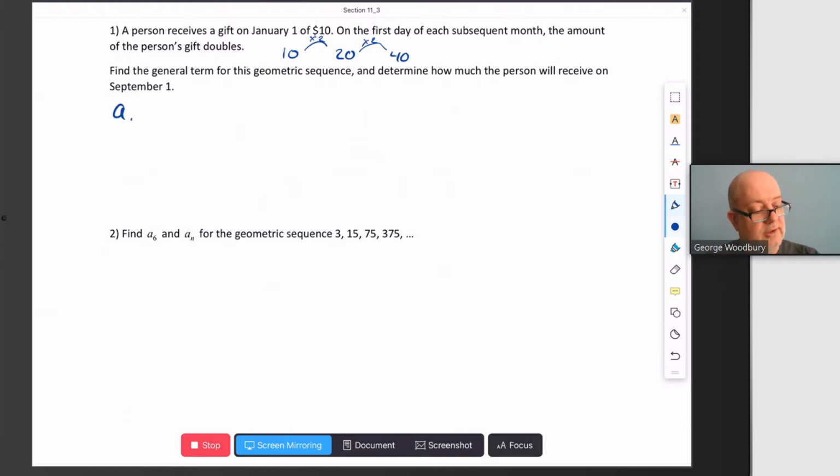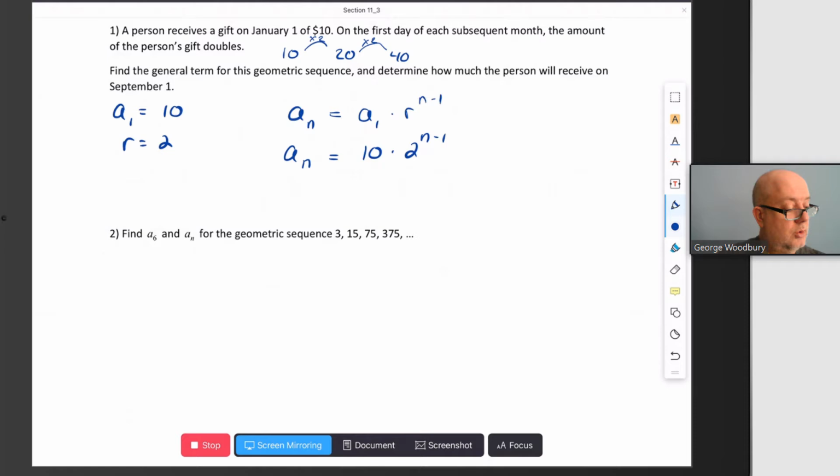So what we know is that the first gift was $10. And the common ratio is 2 because they double, get multiplied by 2 each time. So a sub n, the general term, we get from the formula a sub 1 times r to the n minus 1. And here, a sub n will be 10 times 2 to the n minus 1 power. September is the 9th month. So a sub 9 equals 10 times 2 to the 9 minus 1 power, or 10 times 2 to the 8th power.